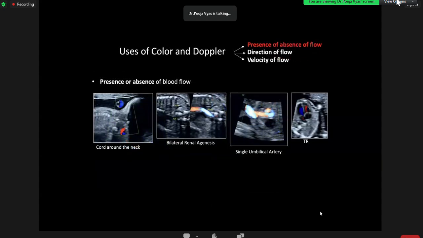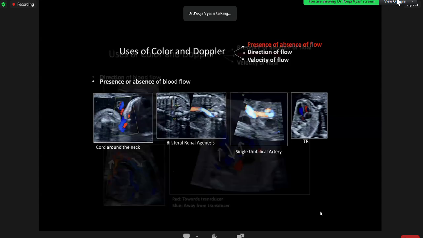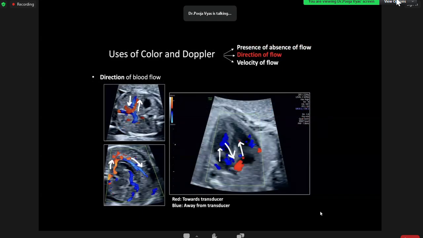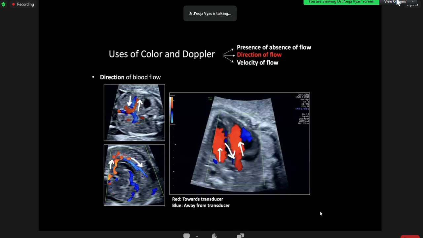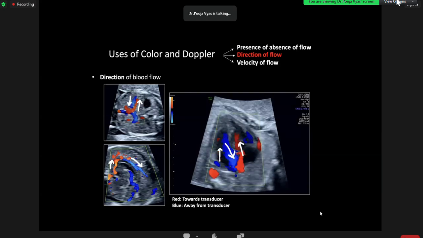Now we use color Doppler to look for whether the flow is present or not. For example, we want to see cord around the neck, when we want to check bilateral renal agenesis, when we want to look at single umbilical artery. Then we check for the direction of flow. That is very important. Red is towards the transducer and blue is away from the transducer, provided we have not inverted the color box.